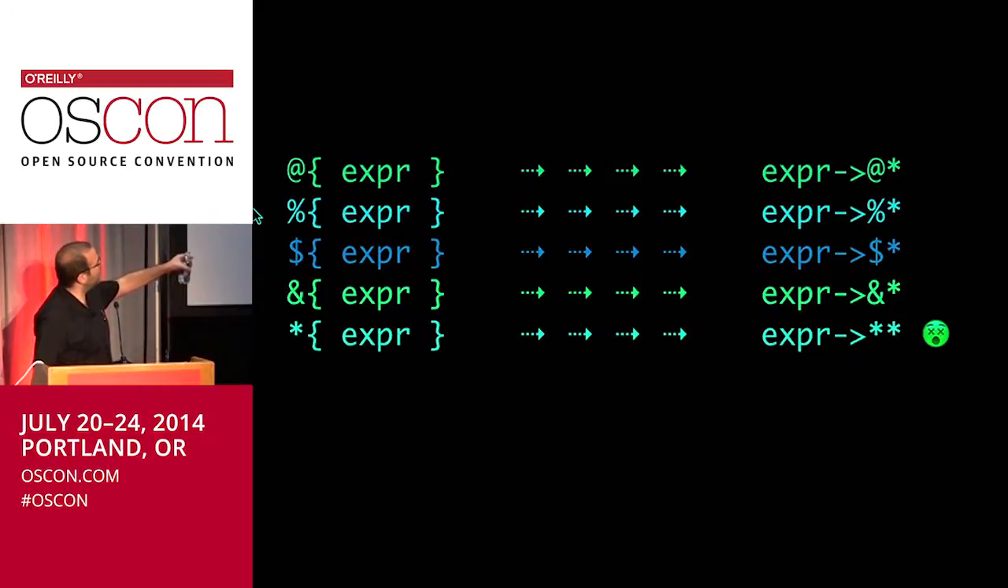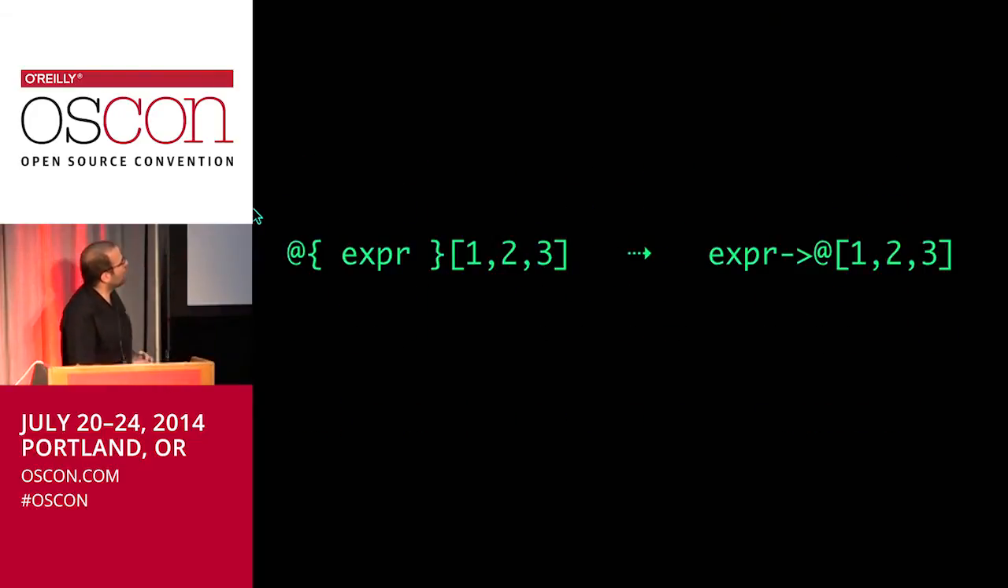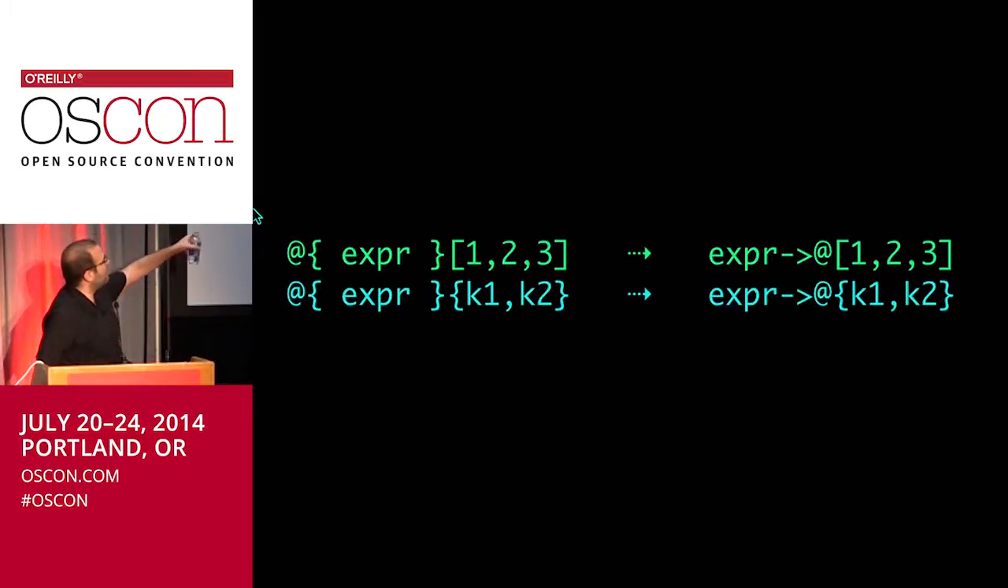And it doesn't just work. Well, let's go back and see this again. It doesn't just work for this. It also works when we're taking slices. So if you've got an expression that returns an array ref and you want a slice of its values, you can put it on the right-hand side. You can do the same thing with hashes, hash slices.